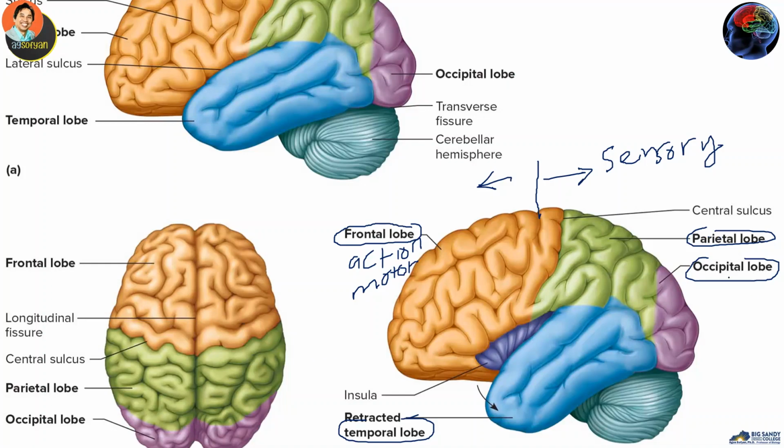The occipital lobe over here is mostly used for sensations of vision. So these are the four main lobes of the cerebrum.